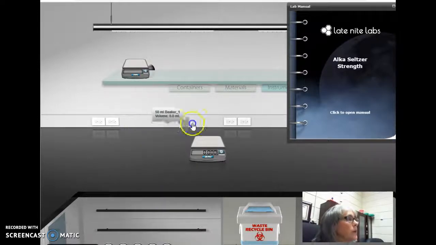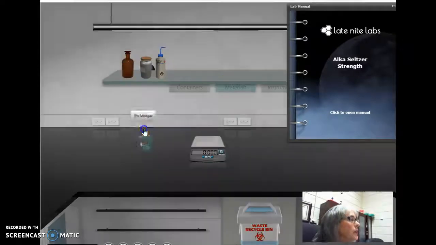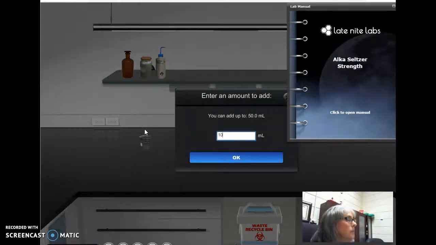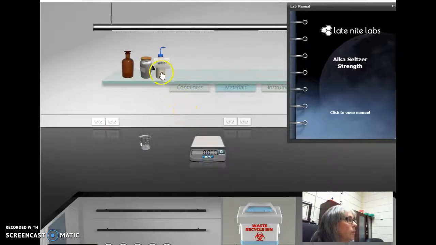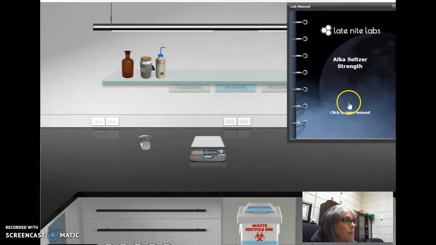You can take a beaker and first you'll weigh it. Write down that weight in your lab. Then you'll add vinegar, 10 mils, and water, 30 mils. I think it might be 20. You'll have a chart in your lab manual that will tell you how much of each to add.